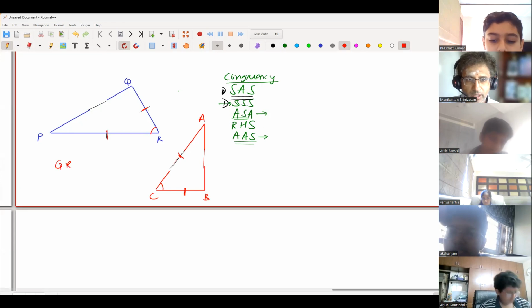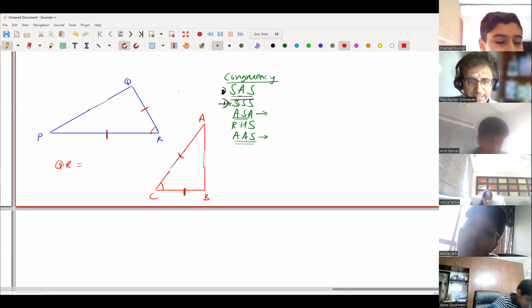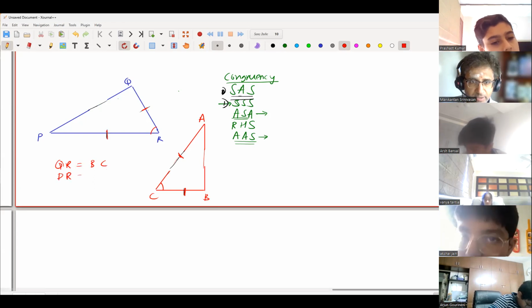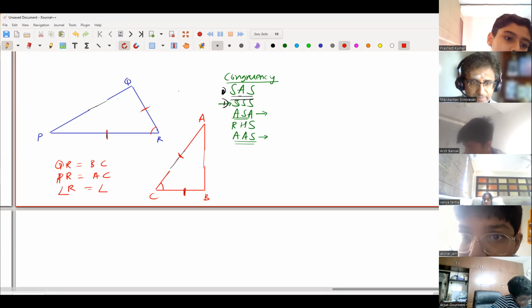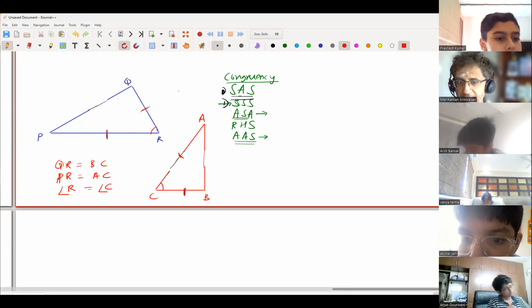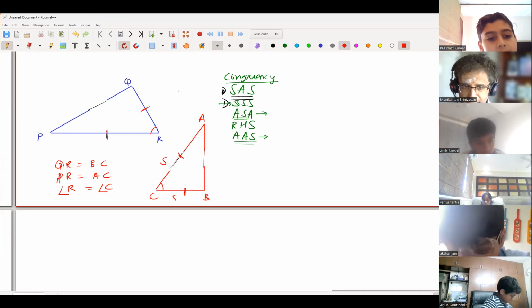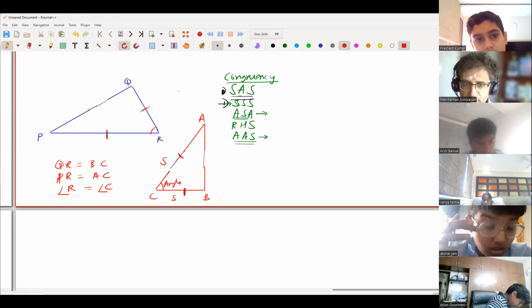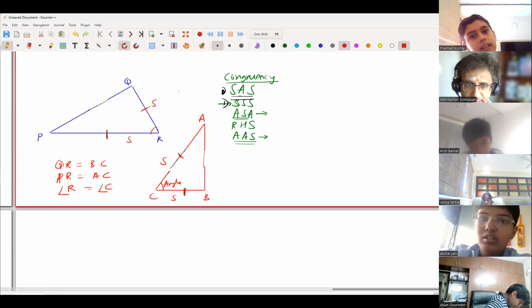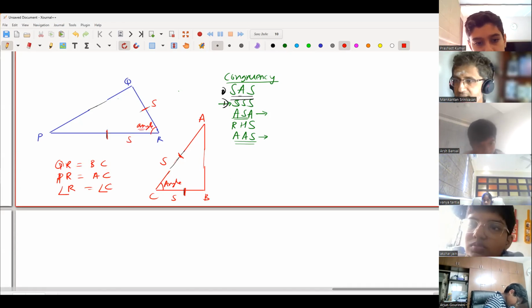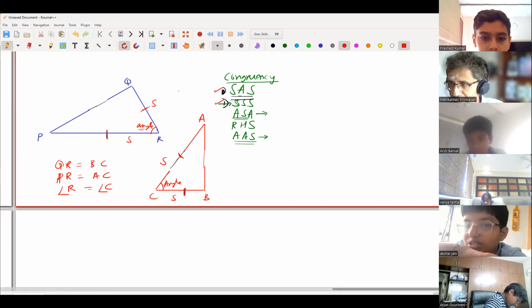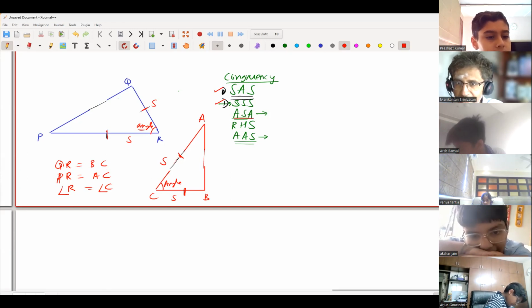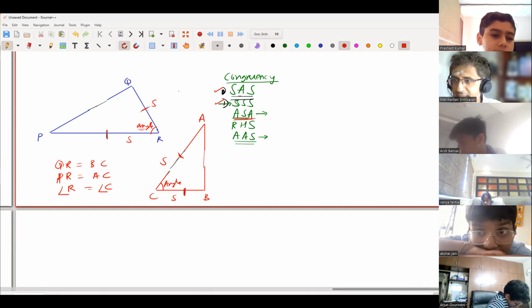Let me repeat what I said. QR is given to be equal to BC, PR is given to be equal to AC, and angle R is given to be equal to angle C. So the angle is included between the two sides. This is one side, this is one side, and this is an angle included between the two sides. Similarly, here there are two corresponding sides and an included angle. If this matches between two triangles, then the two triangles are congruent. That's the SAS property. Likewise, ASA would mean two angles and an included side.